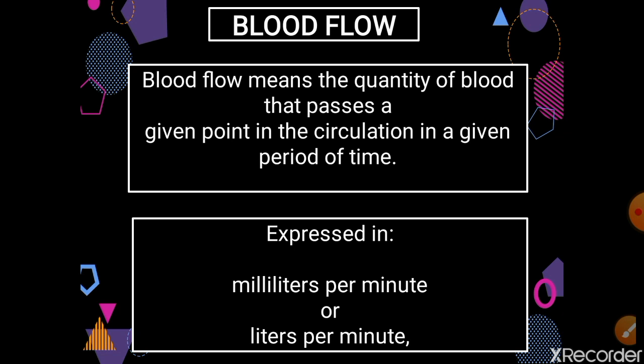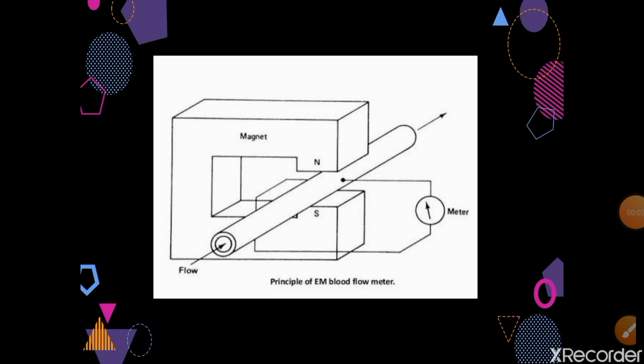Blood flow is defined as the quantity of blood that passes through a given point in the circulation in a given period of time. The value of blood flow is expressed as milliliters per minute or liters per minute. Scientists have devised multiple methods to estimate the blood flow through a blood vessel. One of such methods is the electromagnetic flowmetry.